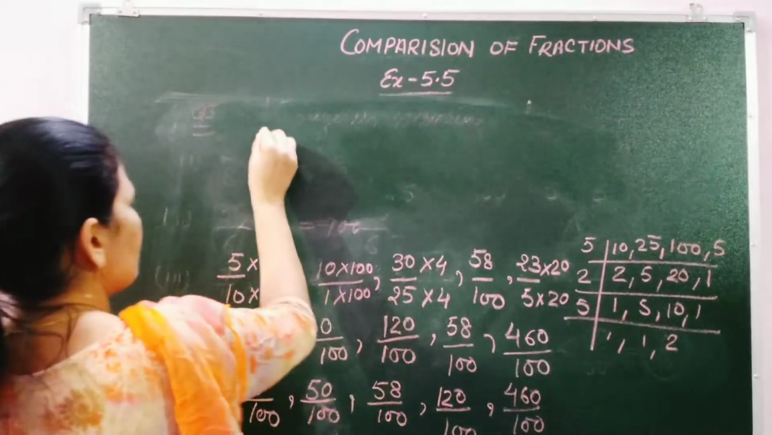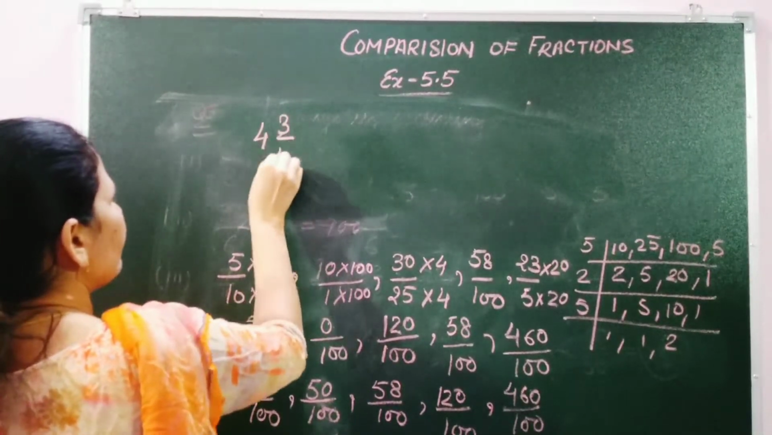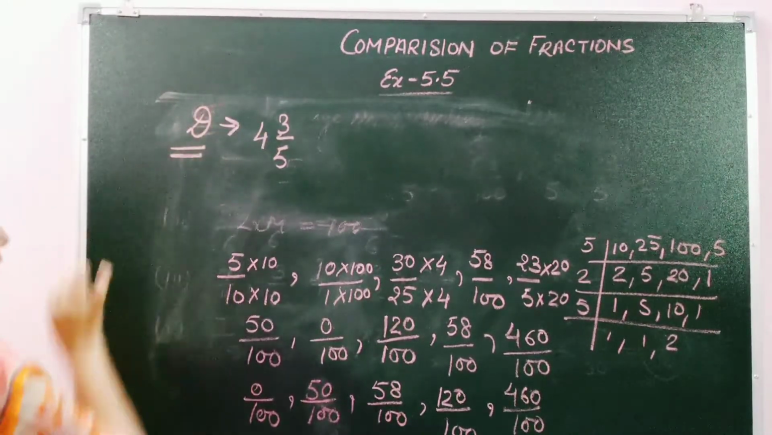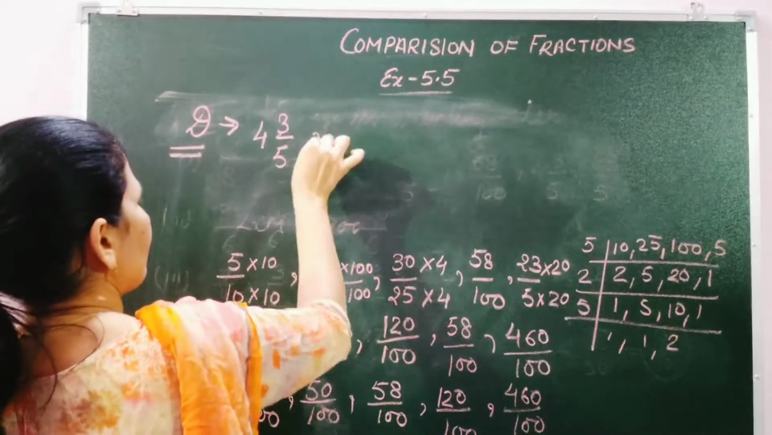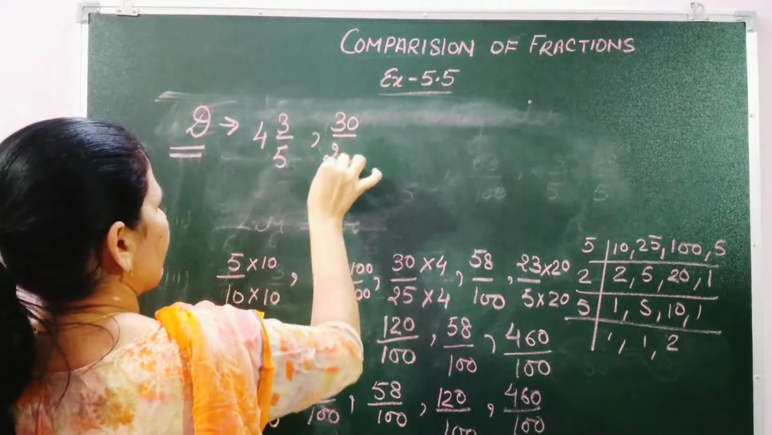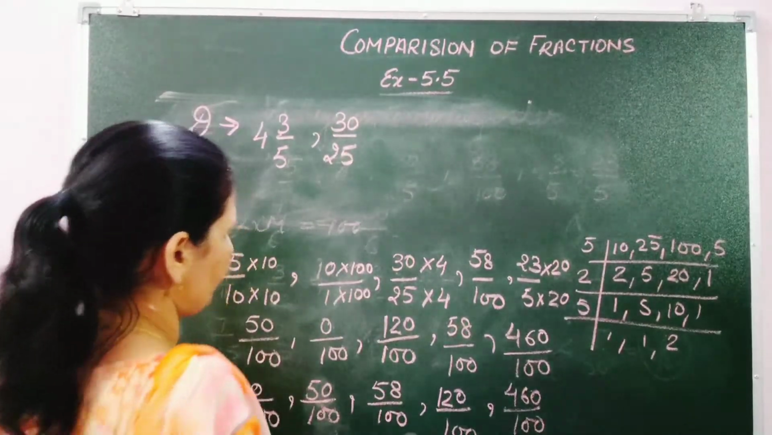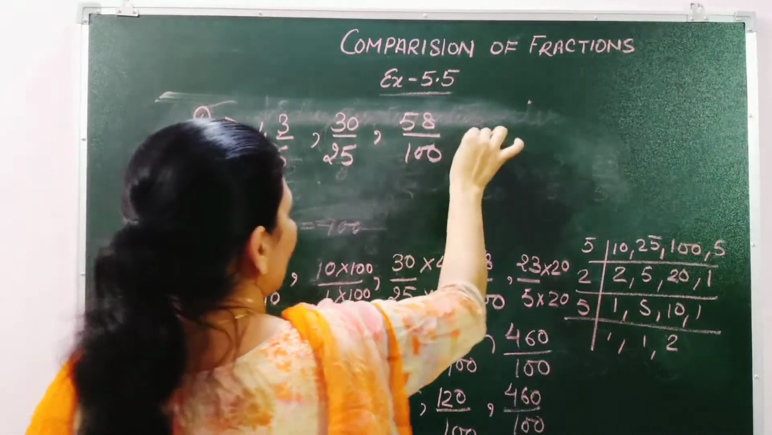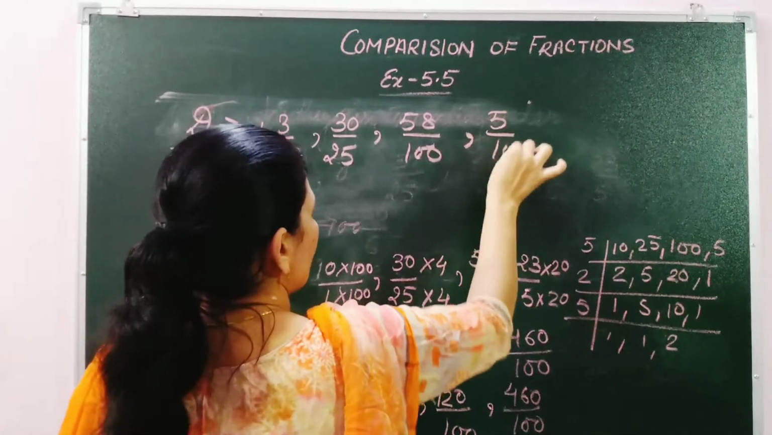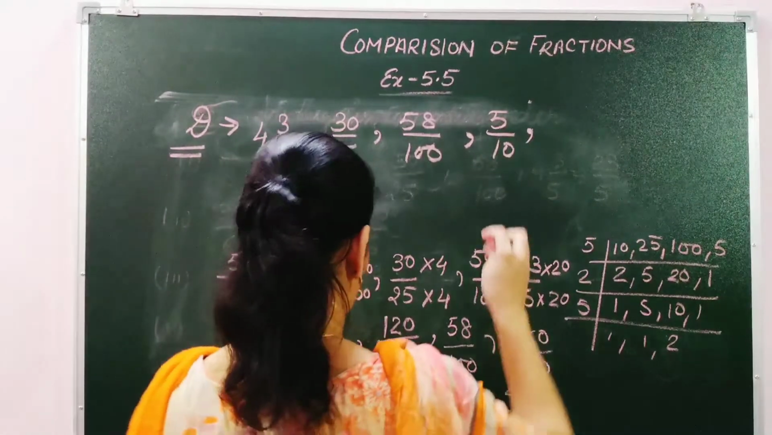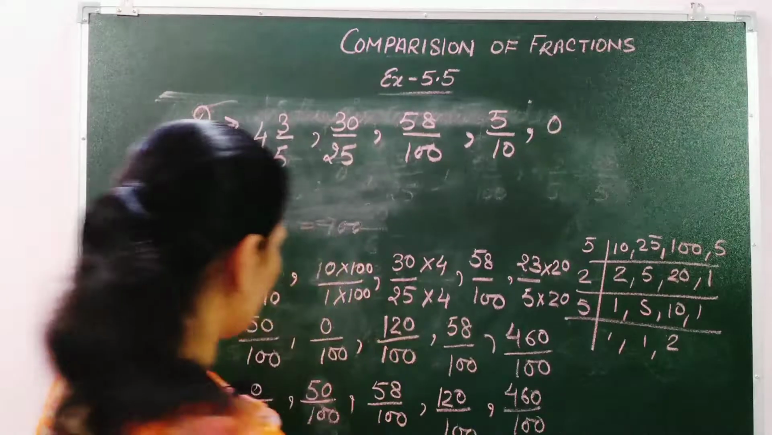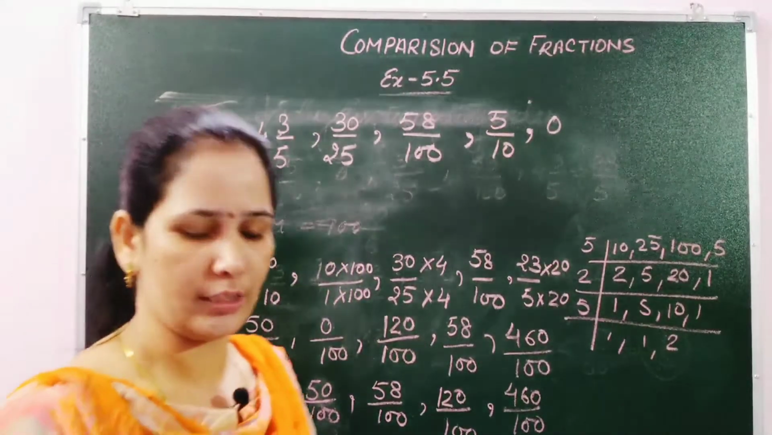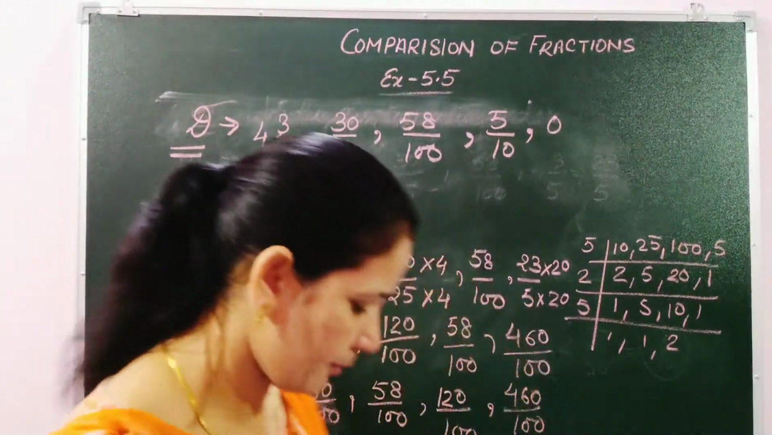The biggest one is 4 by 5. Which order is this one? This is a descending order. Okay, then after 30 by 25, then after 58 by 100, then 5 by 10. And the smallest one is 0. Okay students, now we have arranged this one according to descending order. This is our descending order.